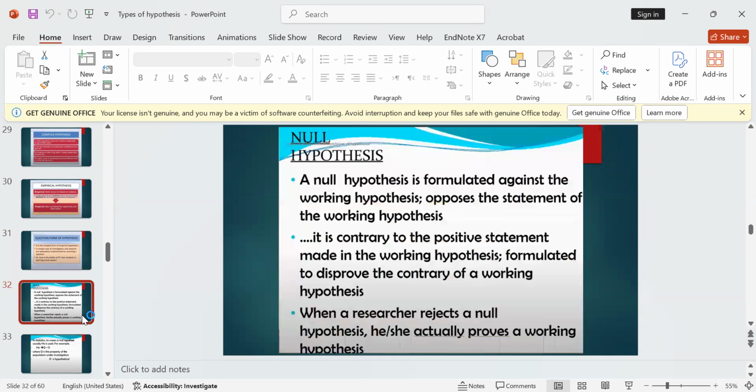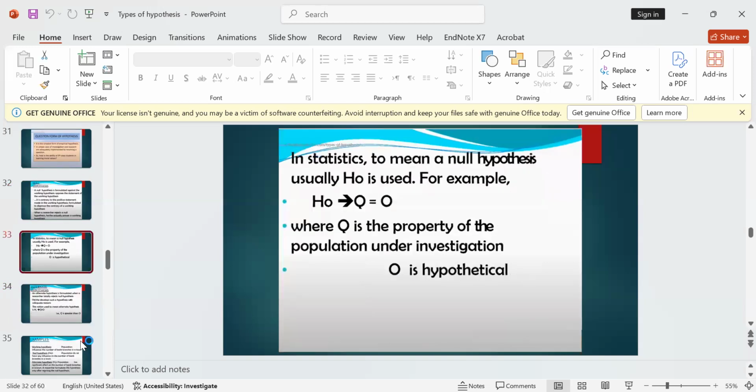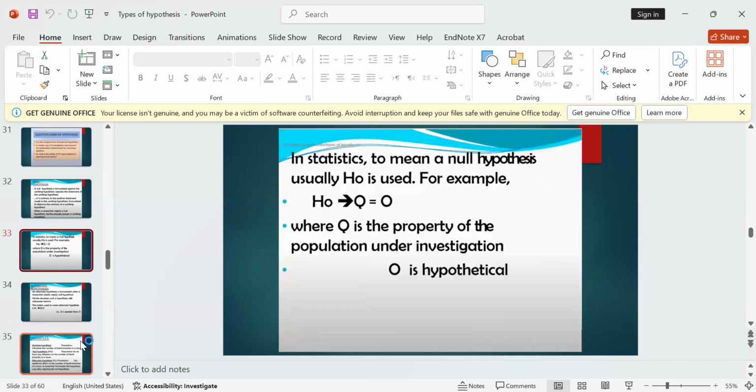Null hypothesis. A null hypothesis is formulated against the working hypothesis, opposes the statement of the working hypothesis. It is contrary to the positive statement made in the working hypothesis, formulated to disprove the contrary of a working hypothesis. When a researcher rejects a null hypothesis, he actually proves a working hypothesis. In statistics, to denote a null hypothesis, usually this symbol H0 is used, where Q is the property of the population under investigation.